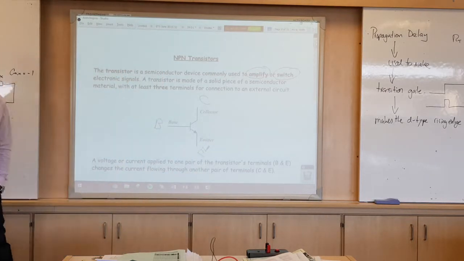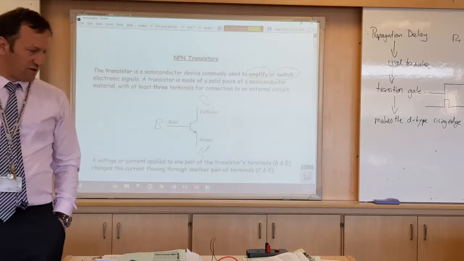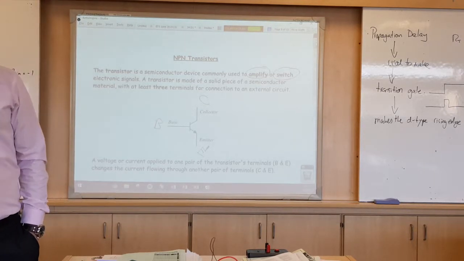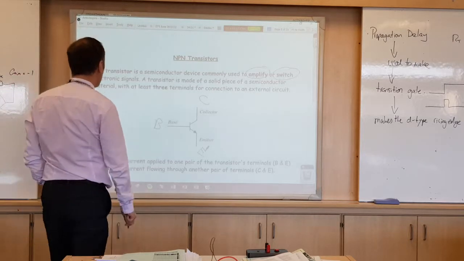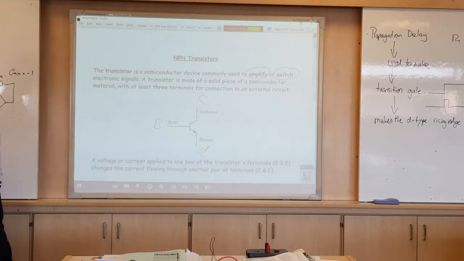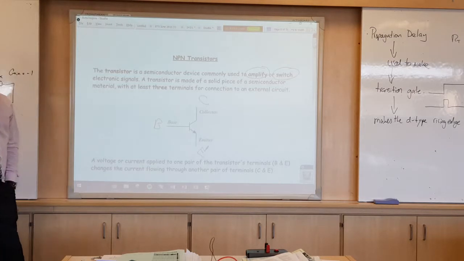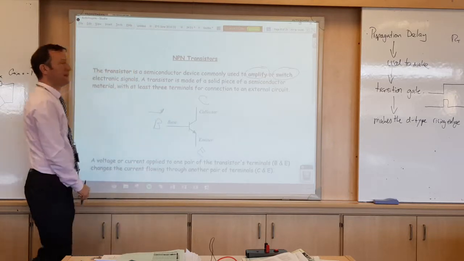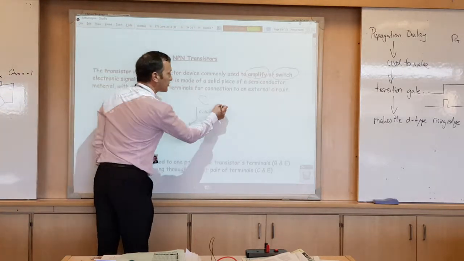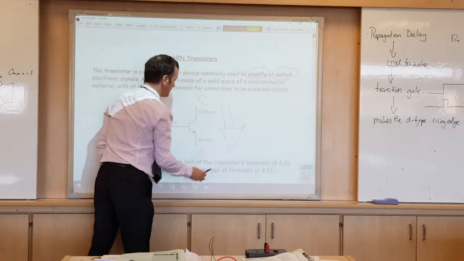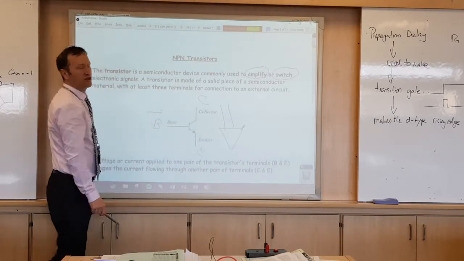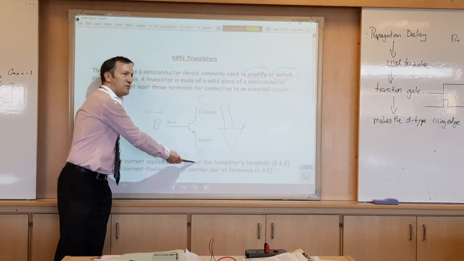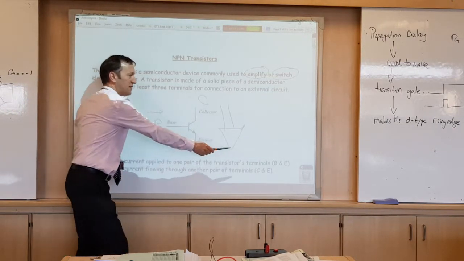So normally when you get a transistor out of the pack, you need to establish which one's which before you can use it, and we do that by looking at the pinout. Okay, so a voltage or a current applied to one pair of the transistor's terminals changes the current flowing through another pair of terminals. So effectively, what that means is if we have a little bit of current flowing into the base, then we will get a much larger current flowing between the collector and the emitter. The current that goes into the base does come out of the emitter as well, so that's why we call it B and E junction.